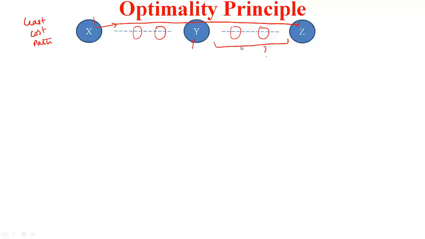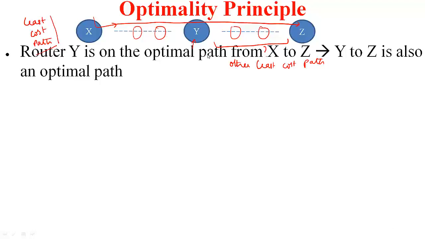Why? If indeed this was not the least cost path, you could replace this path with this other least cost path, thereby being able to go from X to Z over an even lower cost path. So this violates the assumption that we made that this was the least cost path between X and Z. So basically, if an intermediate node Y is on the optimal path from X to Z, Y to Z is also an optimal path.